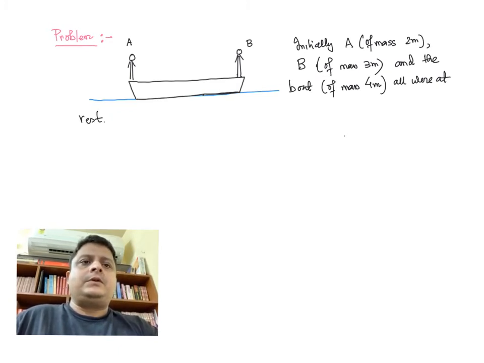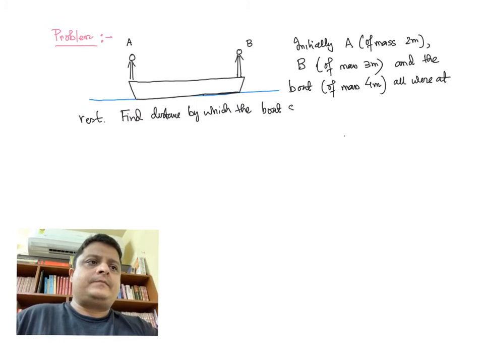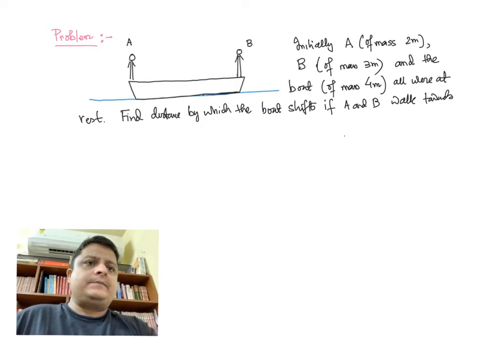Now find the distance by which the boat shifts if A and B walk towards each other and meet at the midpoint of the boat.